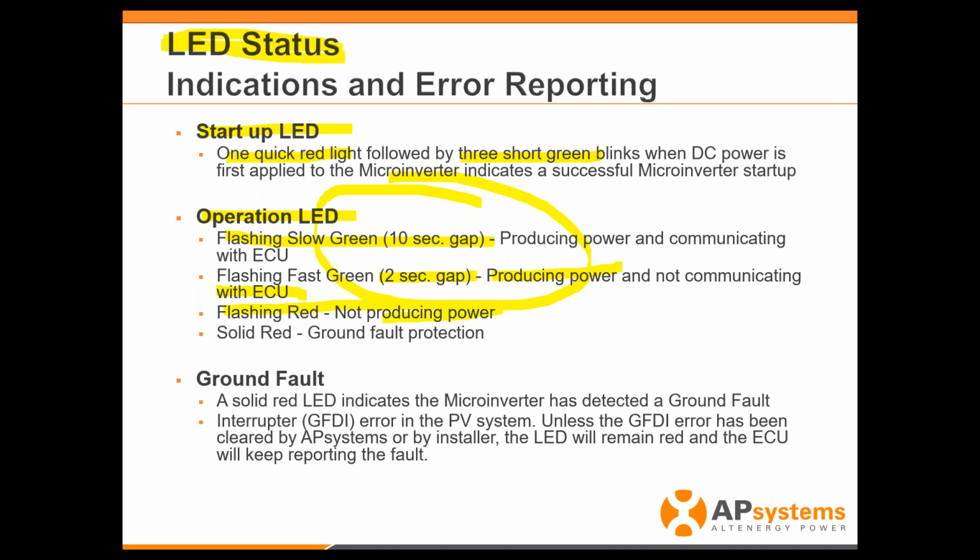Flashing red, not producing power at all. So this means that some condition has not been met. So either voltage or frequency has not been met on that site. Or in fact, there's no AC at all. That could be there. Solid red, ground fault protection. There was some kind of ground fault issue on that site. So if you do get a ground fault, right here, solid red light indicates that. To be able to clear it, you can actually clear it from the ECU app or remotely from the online portal.